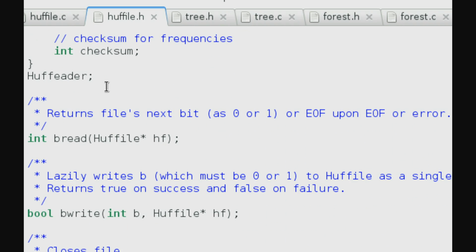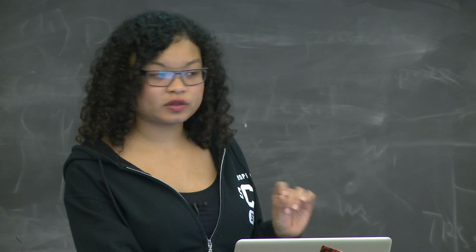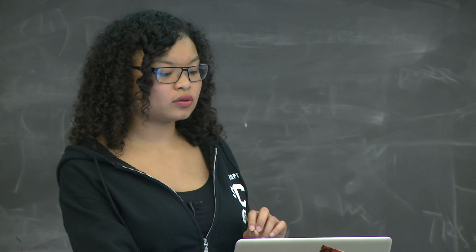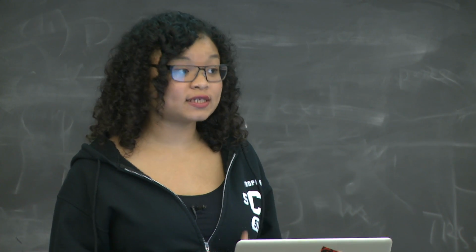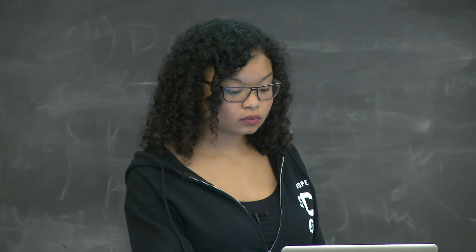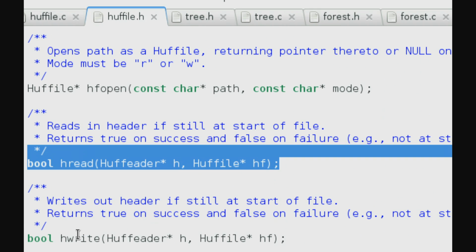All right, and then we have some functions that return the next bit in the Huff file, as well as write a bit to the Huff file, and then this function here, hfclose, that actually closes the Huff file. Before, we were dealing with just fclose, but when you have a Huff file, instead of fclosing it, you're going to use hfclose and hfopen. Those are specific functions to the Huff files that we're going to be dealing with. And then here we read in the header and write a header.